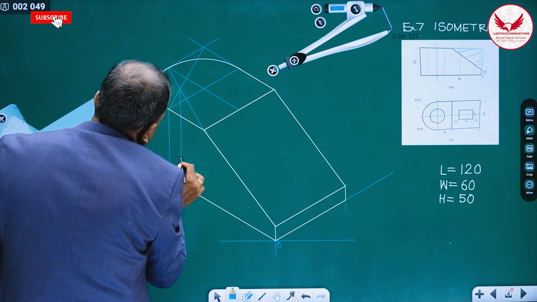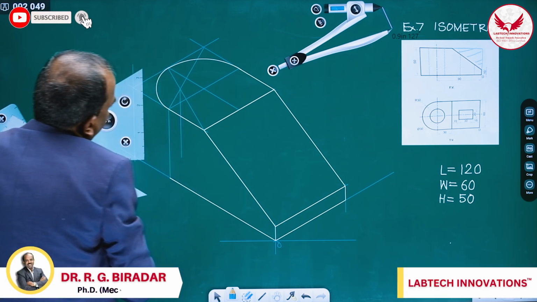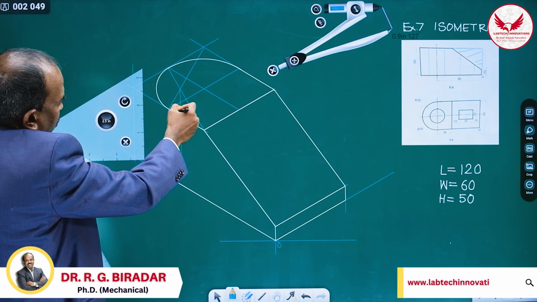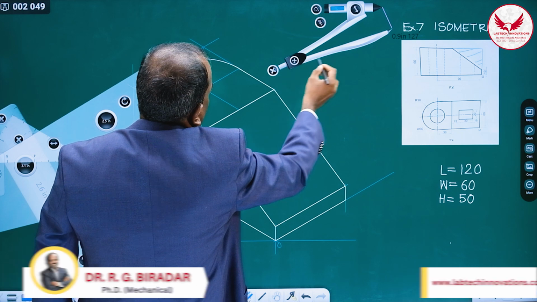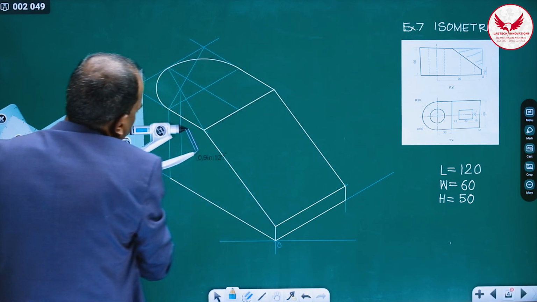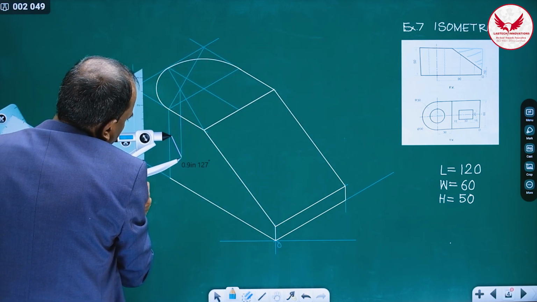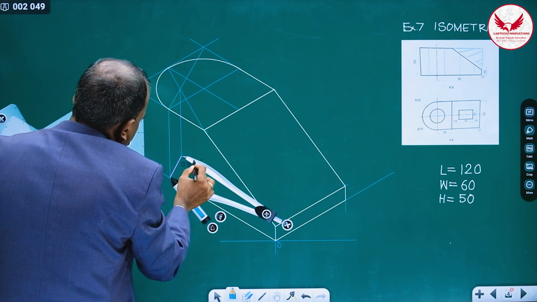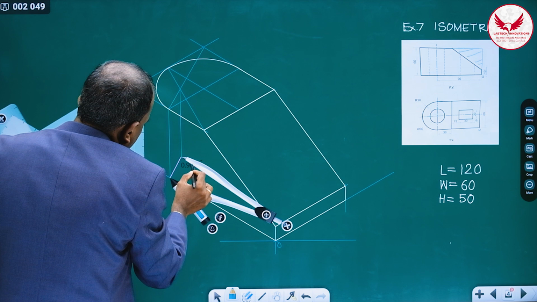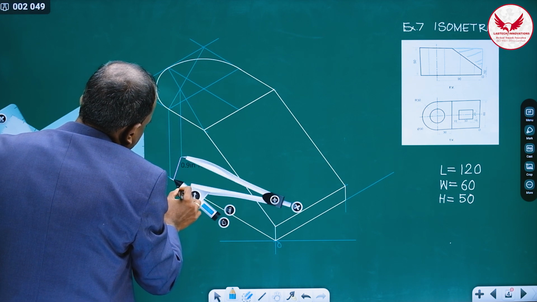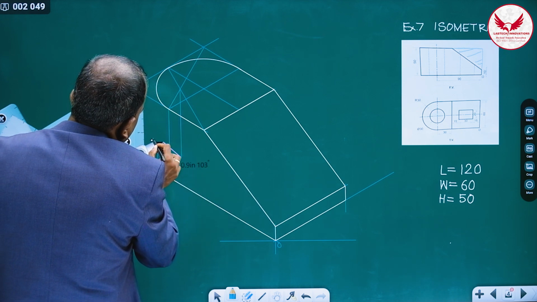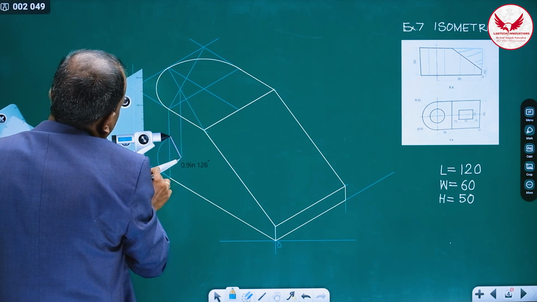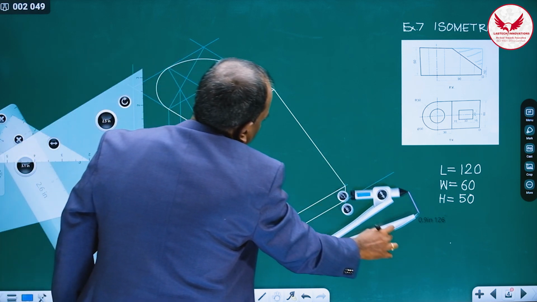So this is going to be the center of this quarter circular portion, and this portion we can shift. If I take the same radius, it will match also with this. So draw like this, with the same radius. We can draw in this way.